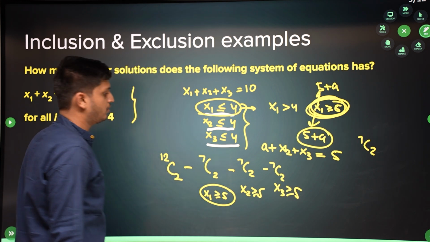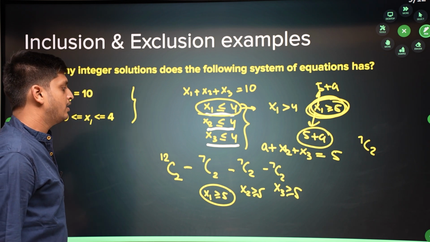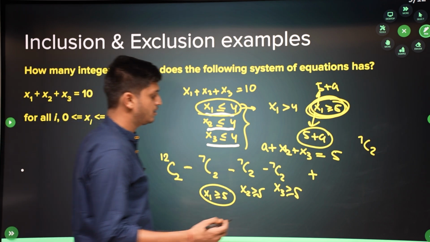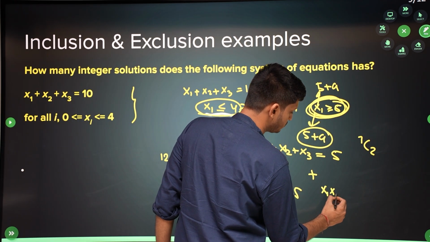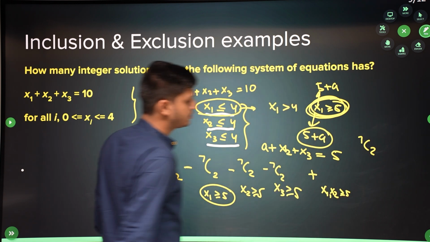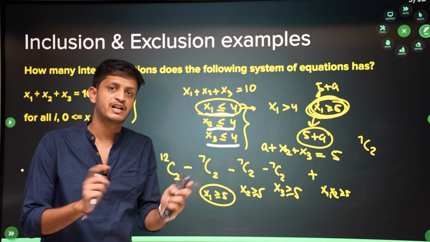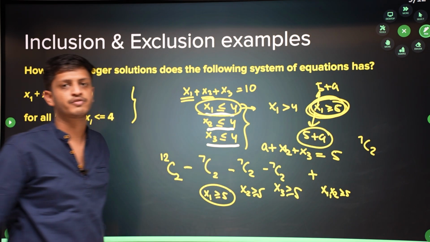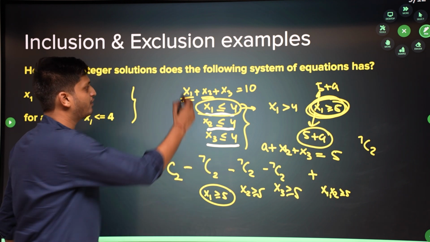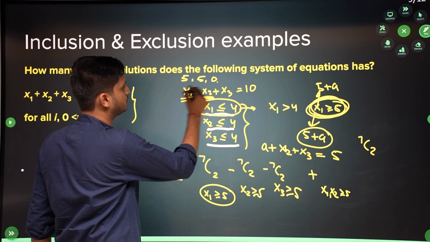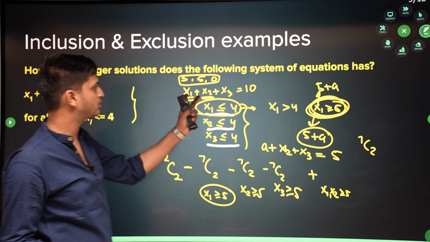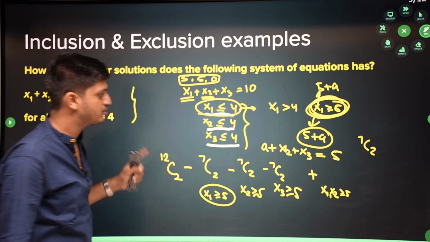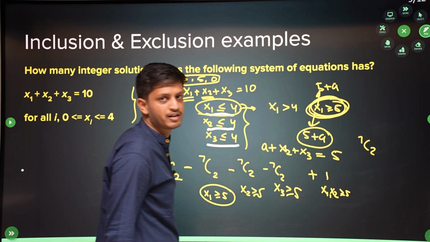Now I will add all such cases in which both x1 and x2 are greater than or equal to 5. So basically x1 has to be greater than or equal to 5, and x2 also has to be greater than or equal to 5. There is only one such way: 5, 5, 0. If both of them have to be greater than or equal to 5, both of them have to be 5, otherwise it is not possible, since the sum has to be 10.